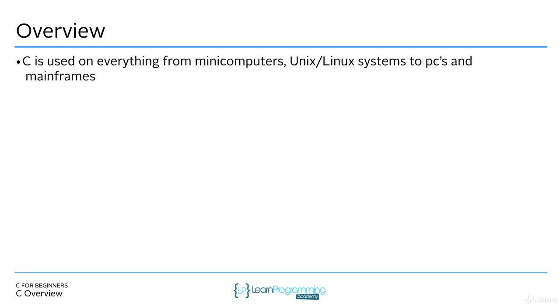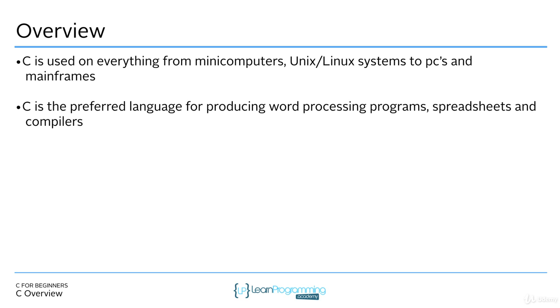It's used on everything from minicomputers, different operating systems, mainframes. Like I said, it's widely used, so very useful to learn. It's the preferred language for producing word processing programs, spreadsheets, and compilers. A lot of compilers are written in C. We understood what the term compiler means from our last lecture. This is a reminder: it's what takes the source code and translates it to the instruction sets. So you can actually write a compiler, which is just a program, in the C language.